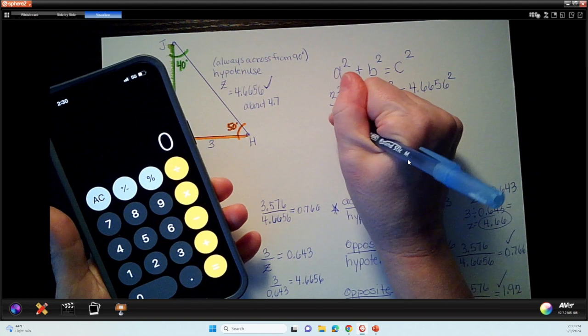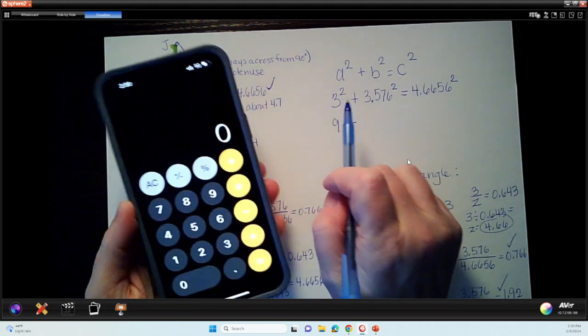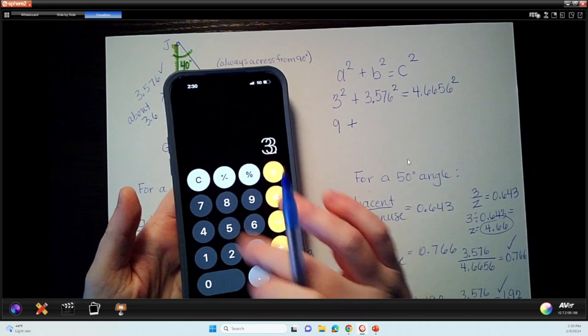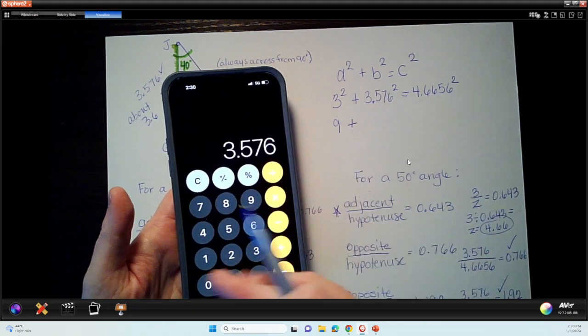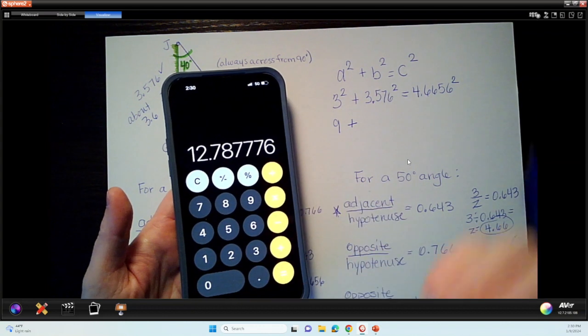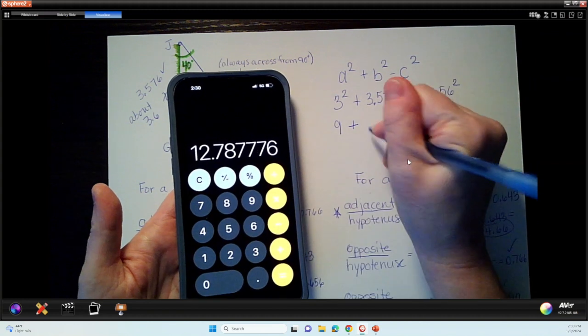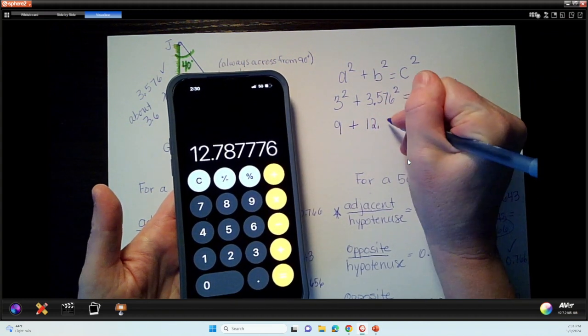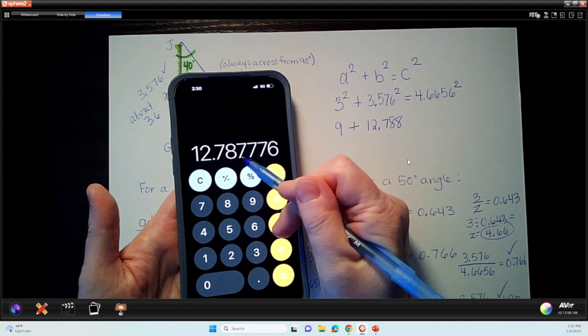Okay, we know 3 squared is 9, not 6. It's 3 times 3, not 3 times 2. Okay, 3.576 times 3.576. I could use the square root button, or the square button, but I'm just using this. Okay, guys, look, way too many decimal places, so I'm going to stick with 12.788. I round it to the nearest thousandths.